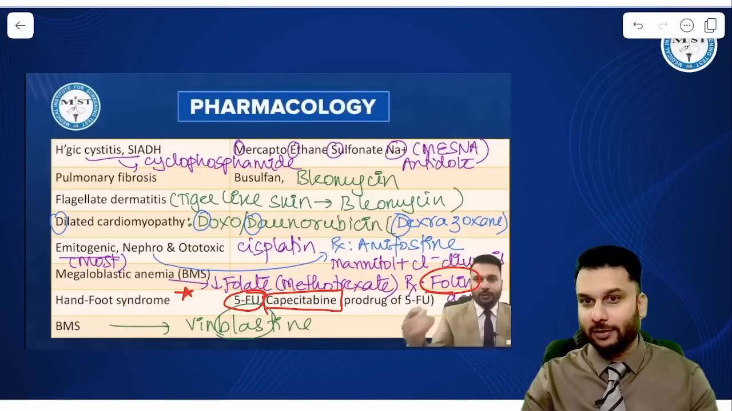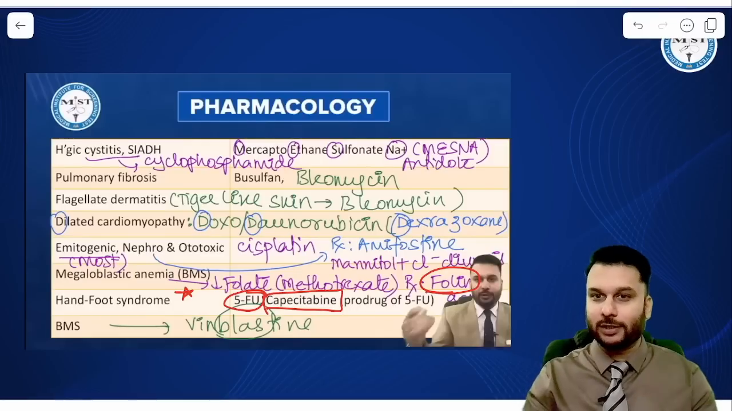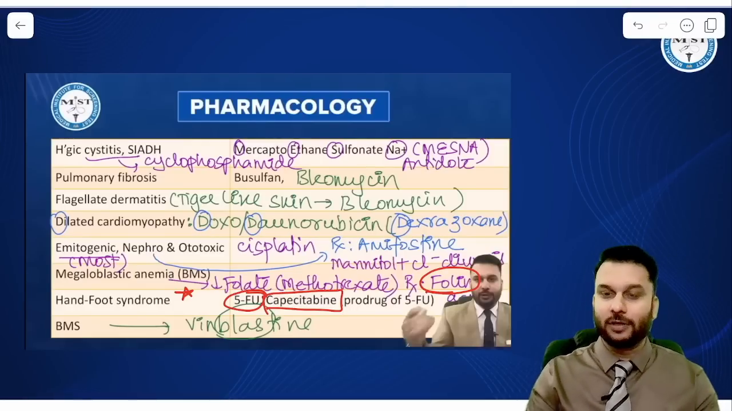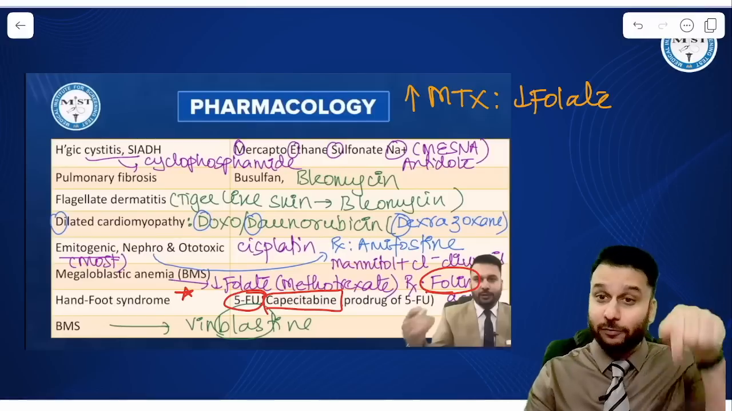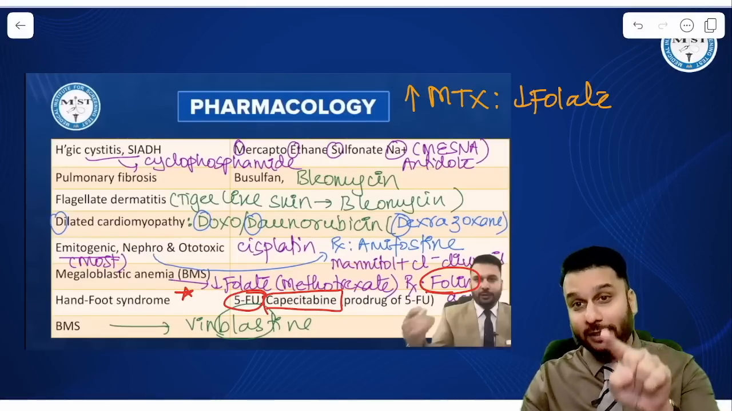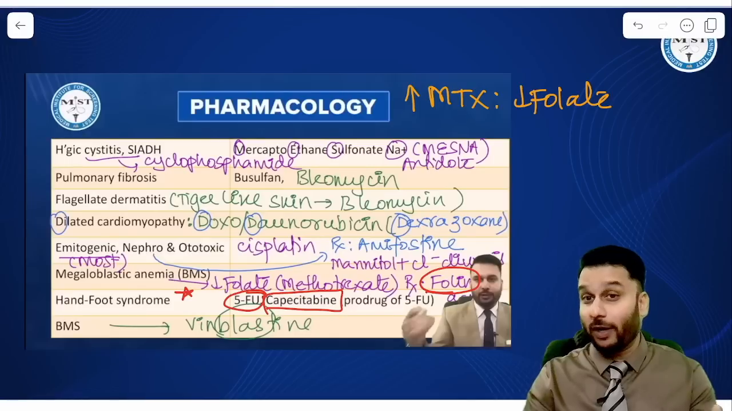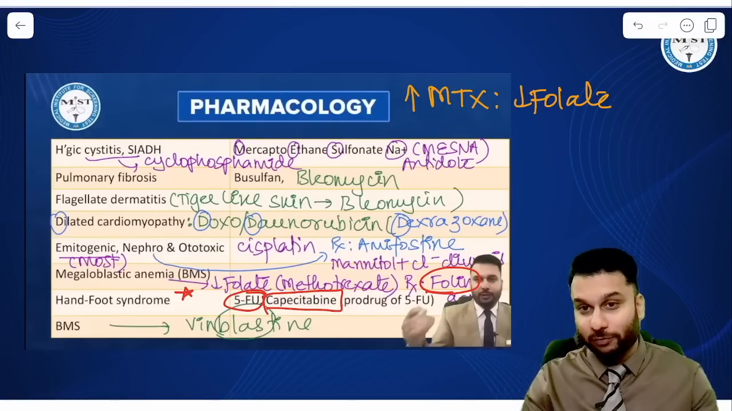Okay, folic acid. The question is, why do we give folic acid as an antidote for methotrexate? The mechanism of action: methotrexate reduces folate. The more methotrexate you give, the less the folate will become. That means in methotrexate toxicity, the antidote is folate. Why? Because it reduces folic acid. And how exactly does it reduce the folic acid?